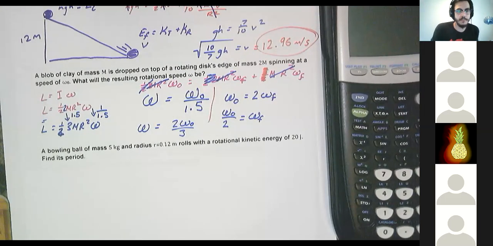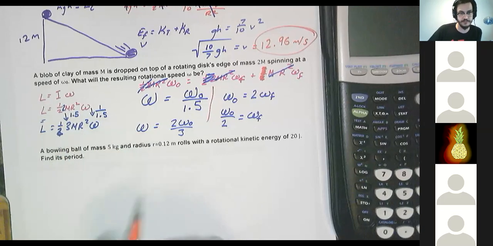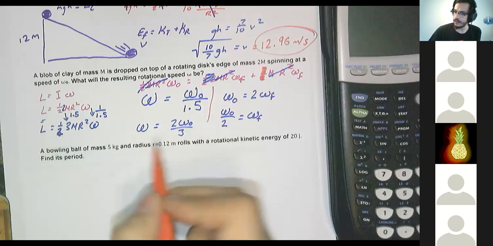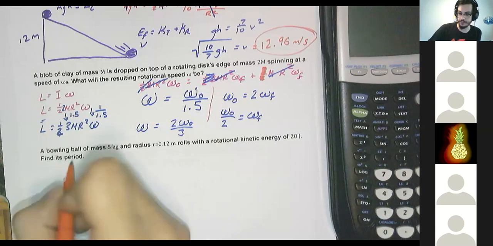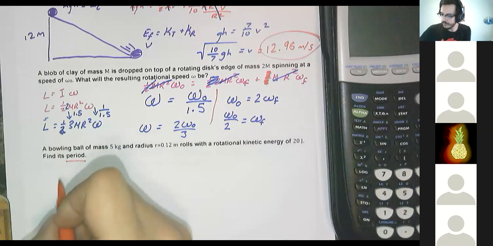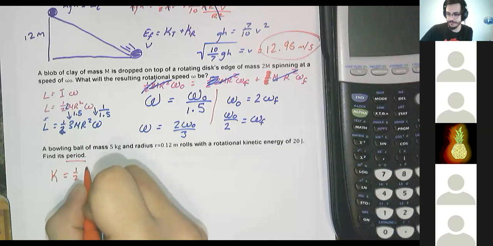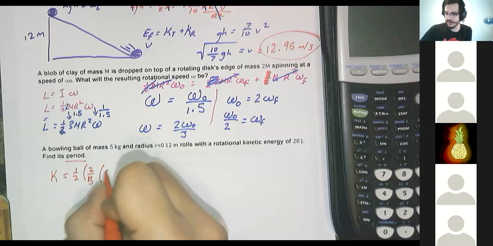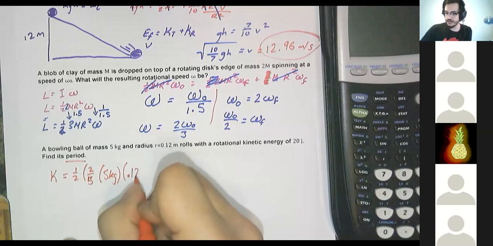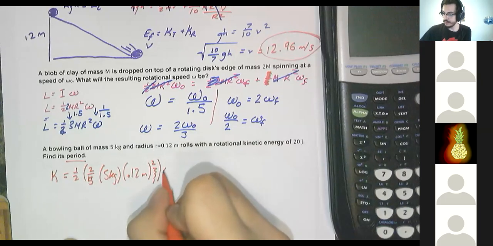All right, now a bowling ball of mass 5 kilograms. Bowling ball is a solid sphere. That's 2/5 I. And radius, blah, blah, blah. And we have the rotational kinetic energy. All right, we haven't started with that before. And we find its period. All right, so our rotational kinetic energy will be 1/2 moment of inertia, which is 2/5, 5 kilograms, 0.12 meters. That gets squared times omega.